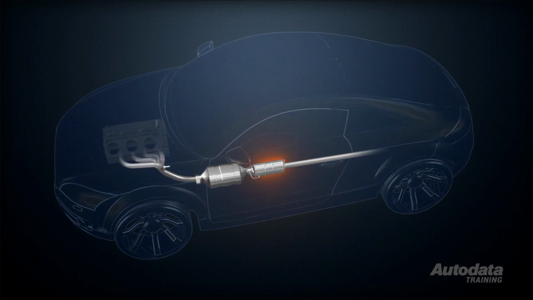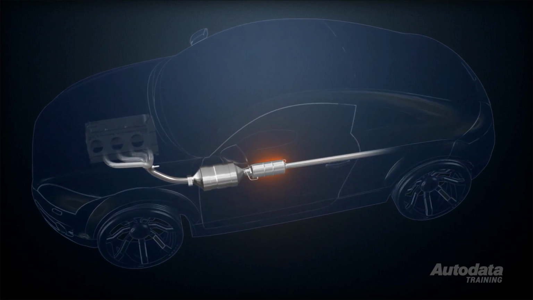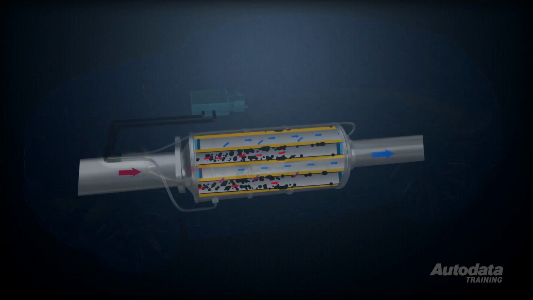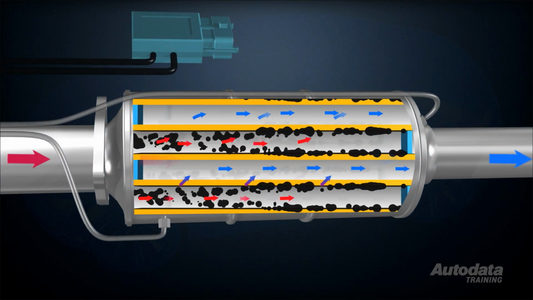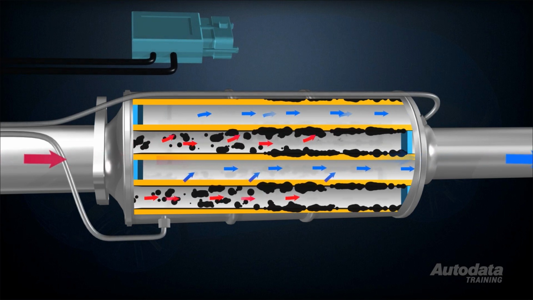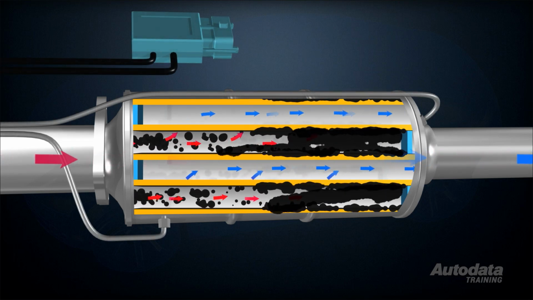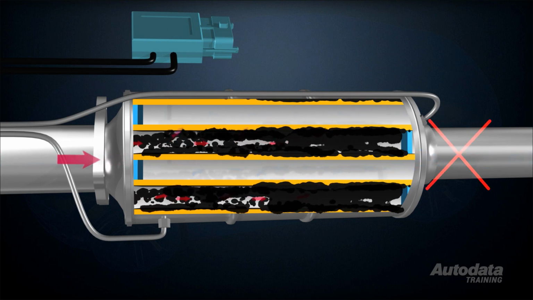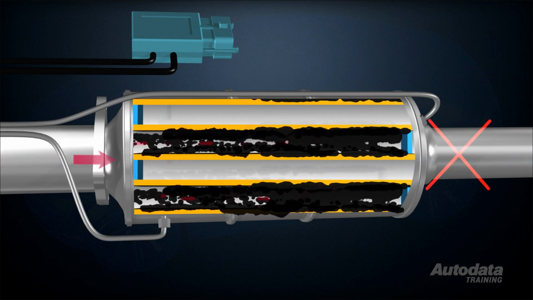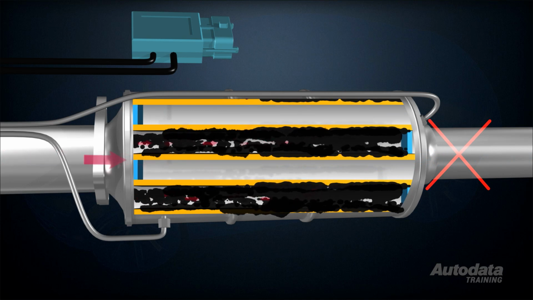DPFs are designed to reduce particulate emissions on diesel engines. They're a wall-type filter which collect the noxious soot and ash produced by diesel combustion. As the DPF collects soot and ash from the engine, eventually the exhaust flow starts to become restricted. Regeneration is the process which is used to clean the DPF and keep the exhaust flowing.